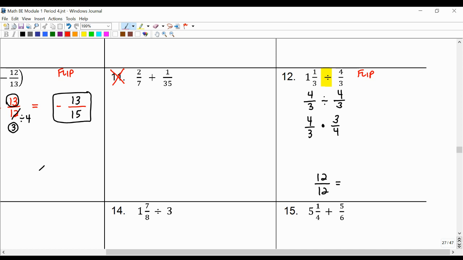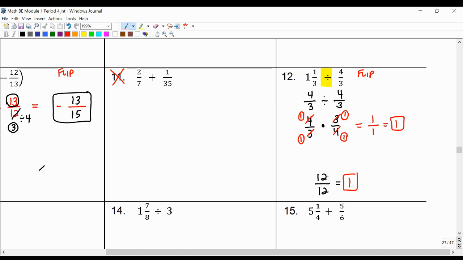Or if we notice that we don't want to do that, then that's why we have cross-canceling. 4 goes into itself one time and into itself one time. 3 and 3 cancel to 1 and 1. 1 times 1 is 1. 1 times 1 is 1. And we're left with just a final answer, which is 1, which we also would have gotten had we just multiplied across. So we should be getting the same answer, but there might be a couple ways to do it.